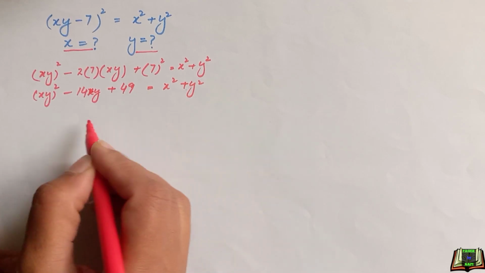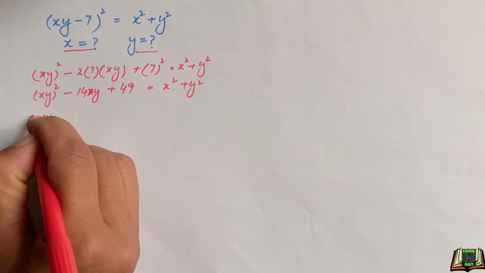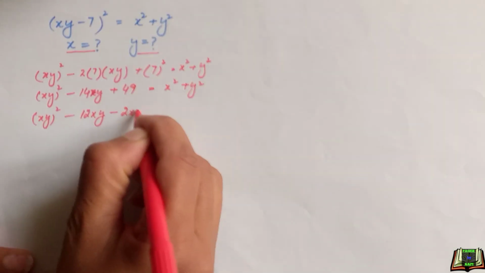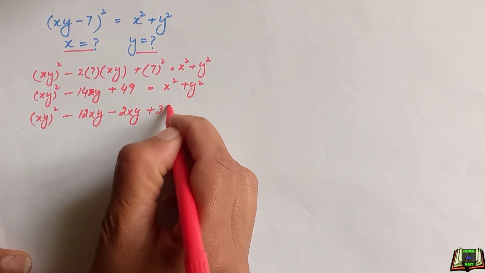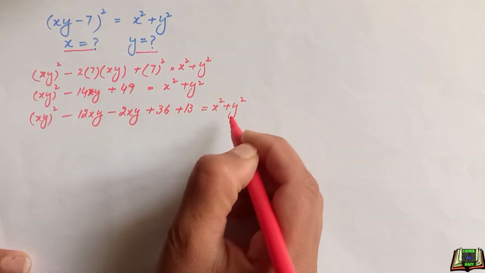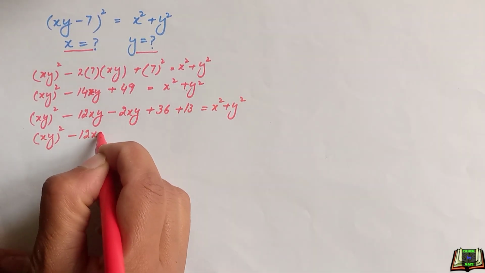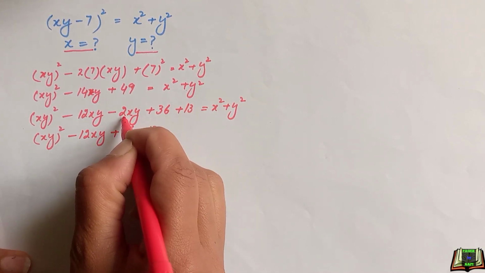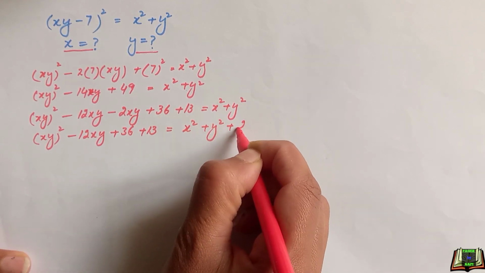In the next step, we are going to write this 14xy as its equivalent value. We can write it as −12xy − 2xy, and split 49 as 36 + 13. Why we have done this, we will see in the next few steps. So (xy)² − 12xy + 36 + 13, and we will take this 2xy to the right-hand side, so it will become positive.